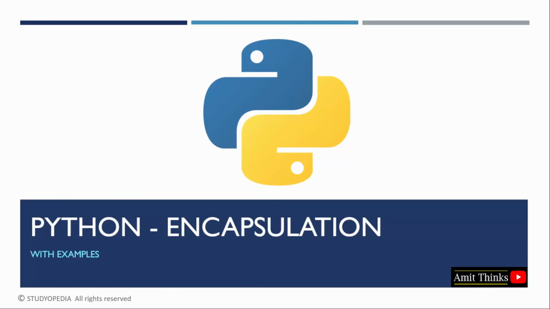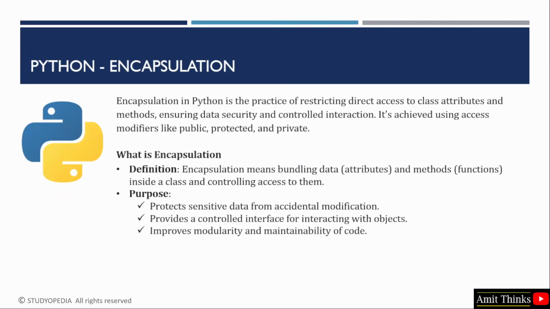In this lesson, we will understand what is encapsulation. With that, we will also see the three access modifiers in Python with examples. Let us start. So consider encapsulation as restricting direct access to class attributes and methods so that data security can be ensured. So we can achieve this using the public, protected and private access modifiers.